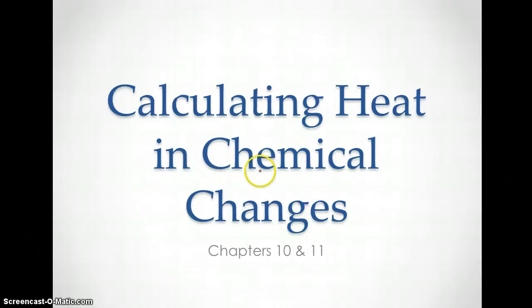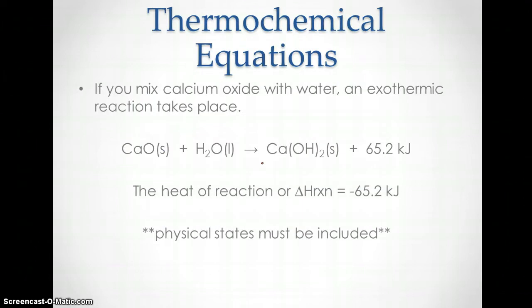Okay, last thing we need to do to wrap up these two chapters is to calculate heat in chemical changes. So far we've been focused on physical changes, changing from one state to another, dissolving things in water. Now we need to look at chemical reactions and how heat is involved in those. So what we need to look at are called thermochemical equations, not just chemical equations, but thermochemical equations, meaning you include the amount of heat that's involved in the reaction in the equation.